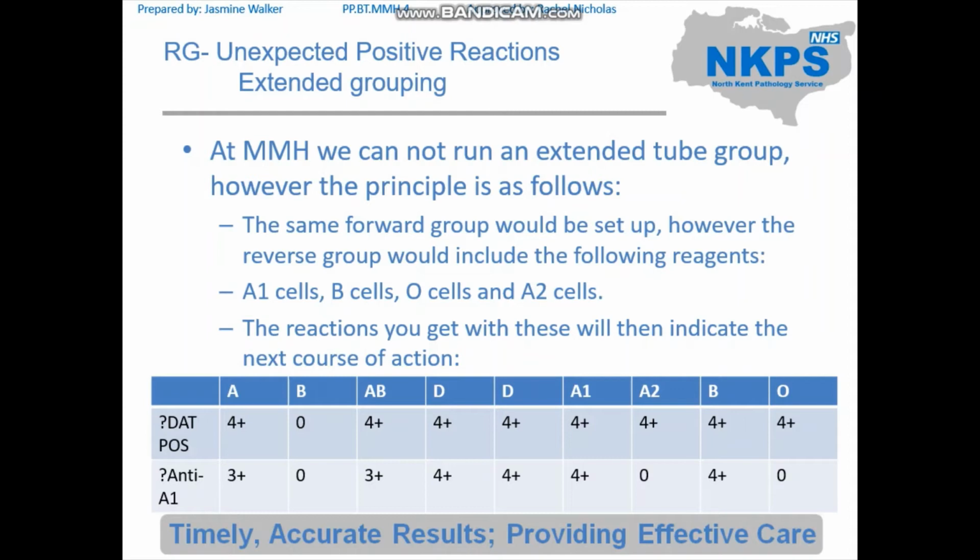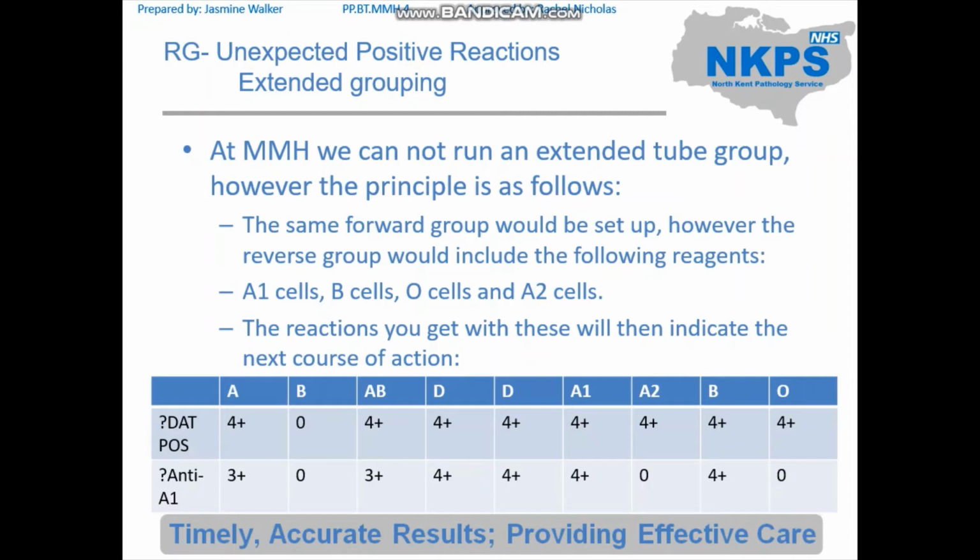Now, we do not have this facility at our site, but the principle of an extended tube group is as follows. So you would set up the same forward group as you would normally. So you'd have the anti-A, anti-B, anti-AB, etc. But with the reverse group, you would include extra cells. So as well as the A1 and B cells, you would also include O cells and A2 cells. Then, based on the results you get, would indicate the next testing you would do.